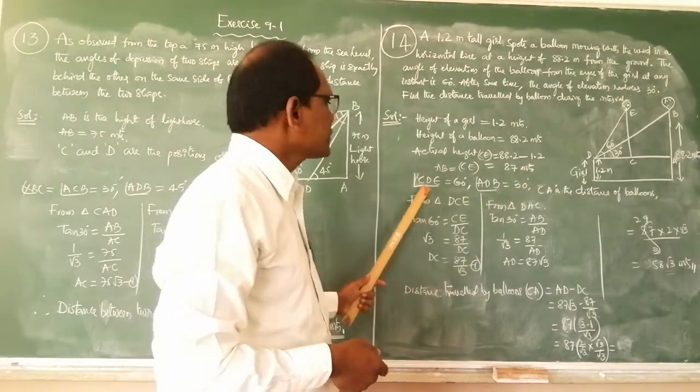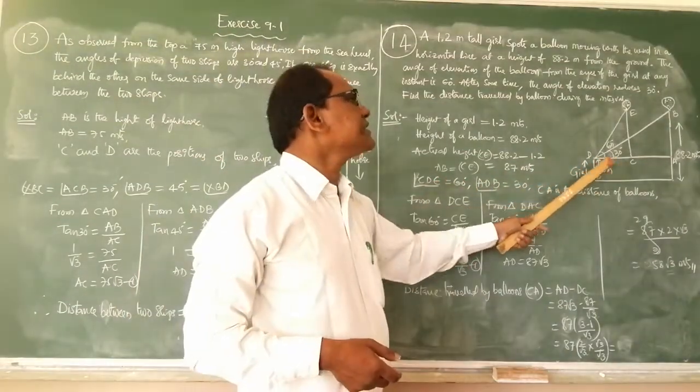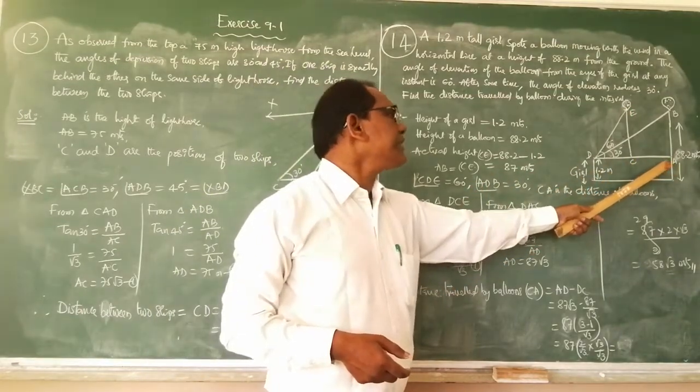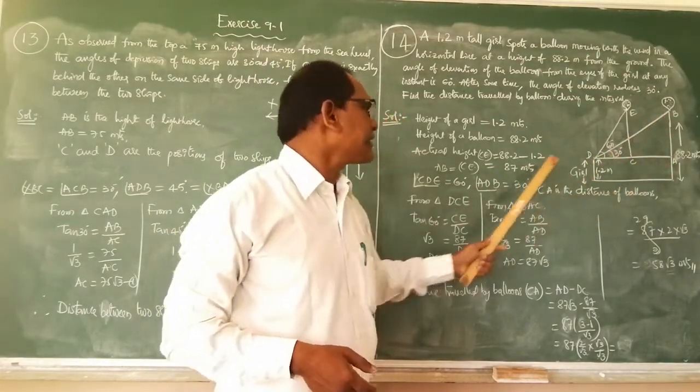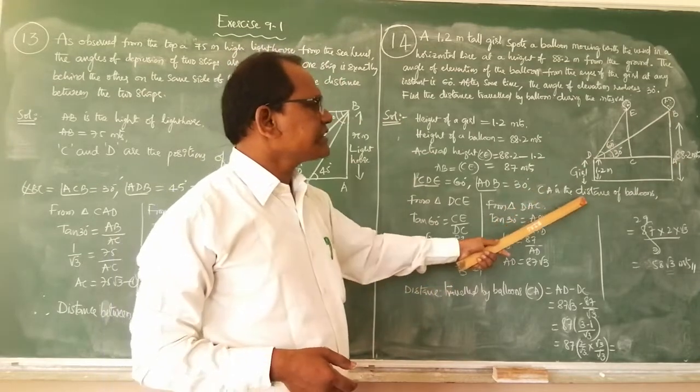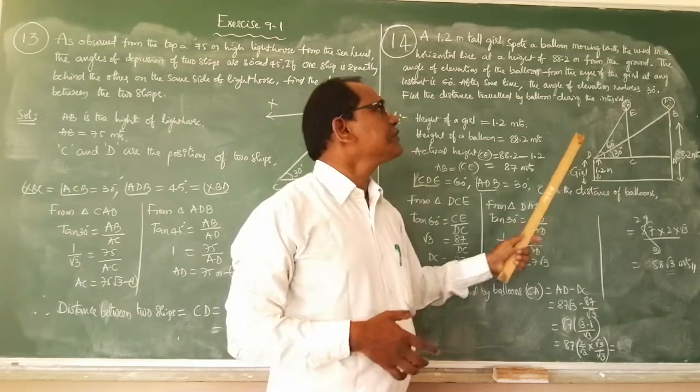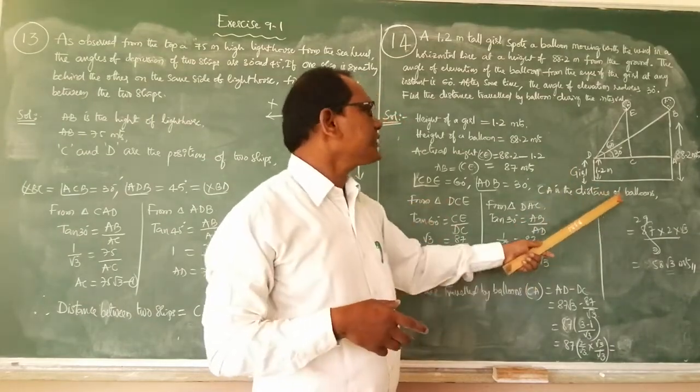Here two angles are there. Angle CDE equals 60 degrees, and one more, angle ADB, is a right angle. From here to here, the balloon is moving during the interval time, and that we have to find out.